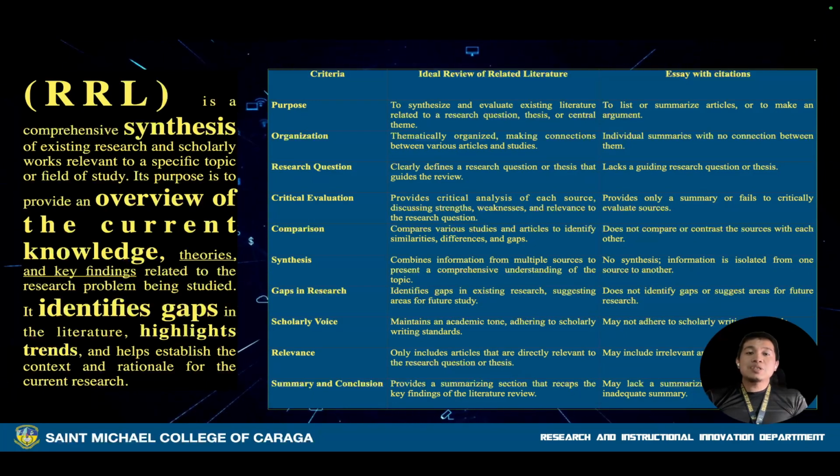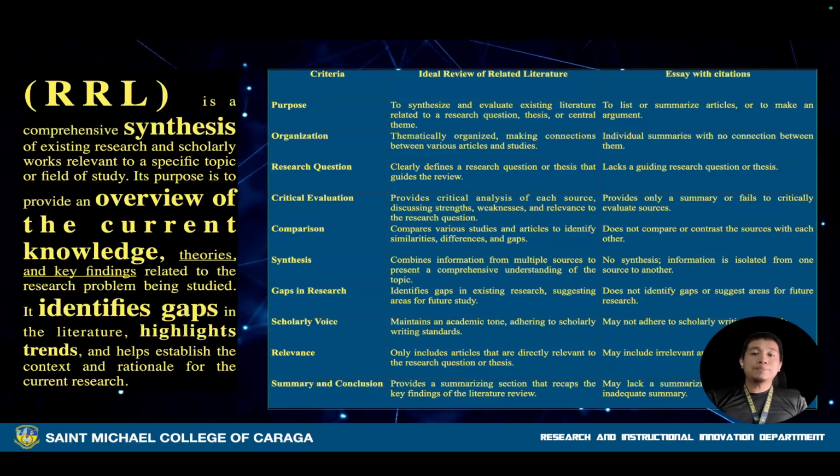So in this case, if you already have a clear research question, then it would also be easy for us to arrange your review of related literature. Make sure to identify the gaps in the existing articles and also make sure that you know the content of those papers that you are reviewing.